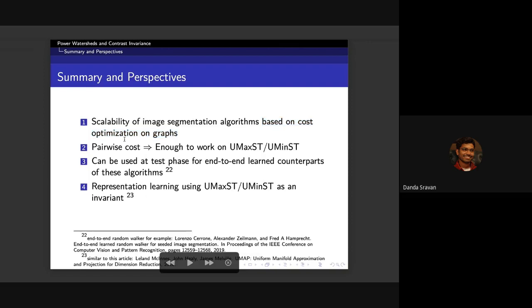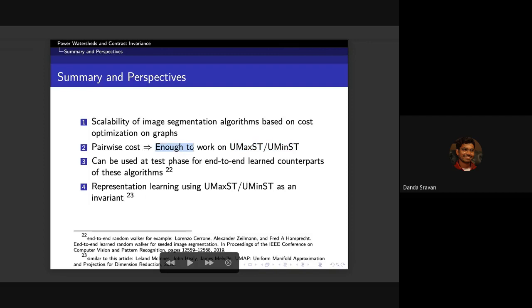In fact, if I have a very specific kind of cost, the pairwise cost that I mentioned, it's enough to work with a substructure of the original graph. This is actually very useful, in the sense that this essentially encodes the required information for the segmentation. So this can be applied in other ways as well. I'll come to that in a while.